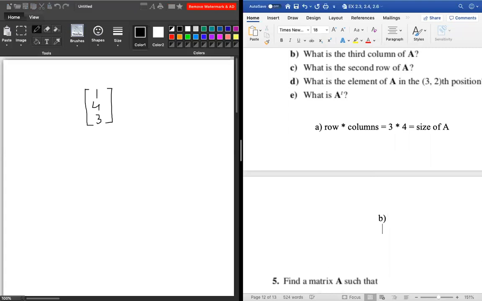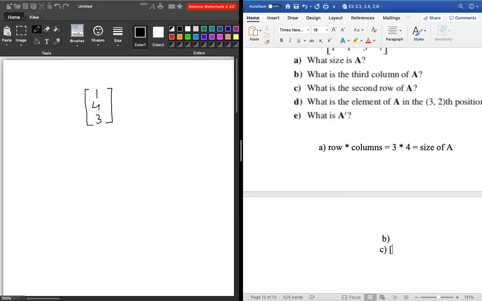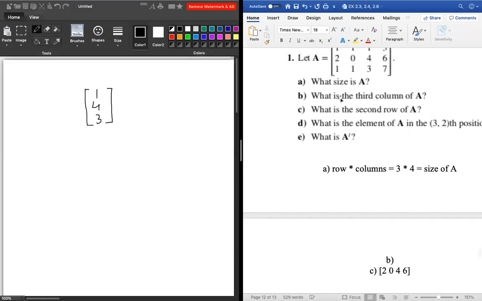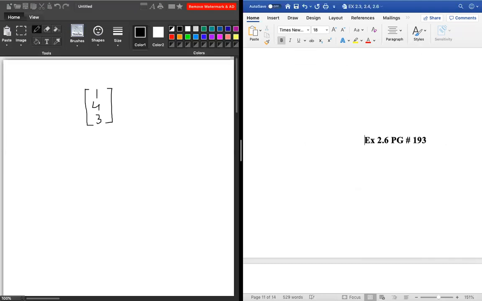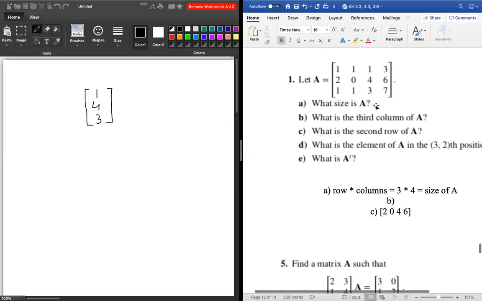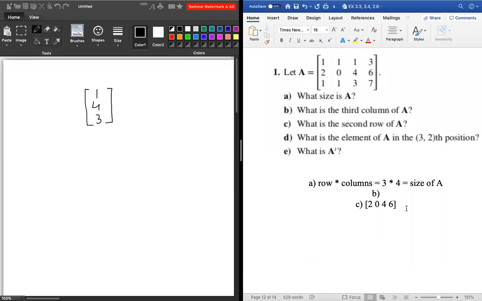Okay, so this is part B. Part C here: what is the second row of A? So here we will be writing it out: 2, 0, 4, and 6, because that is the second row of A. So 2, 0, 4, 6 is the second row of A.